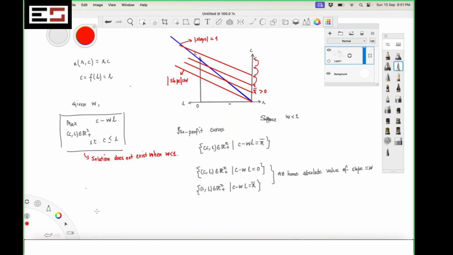Okay. So now there are only two cases which are left. One is W equal to 1, and then W is greater than 1. So let's just do those two cases as well. Let's figure out the optimal choice of the firm in those two cases.